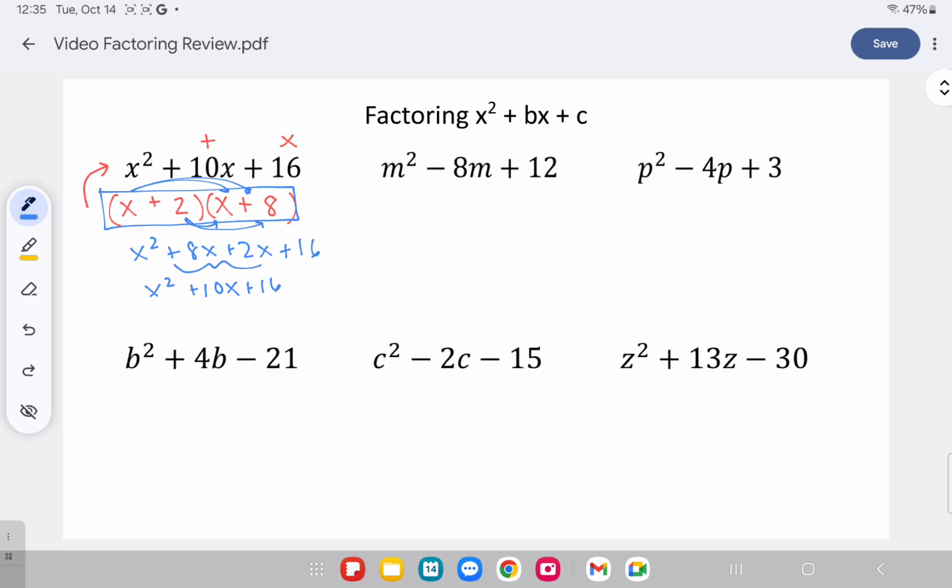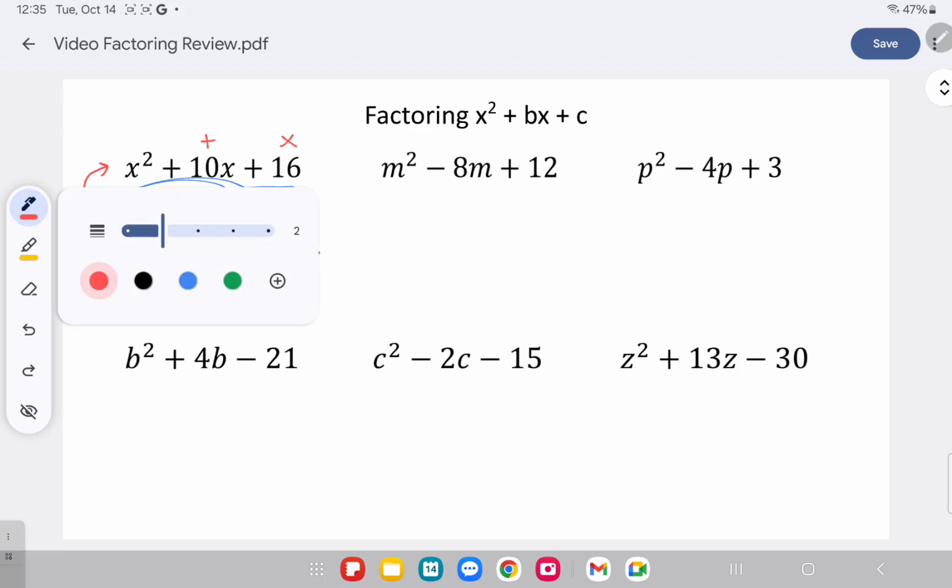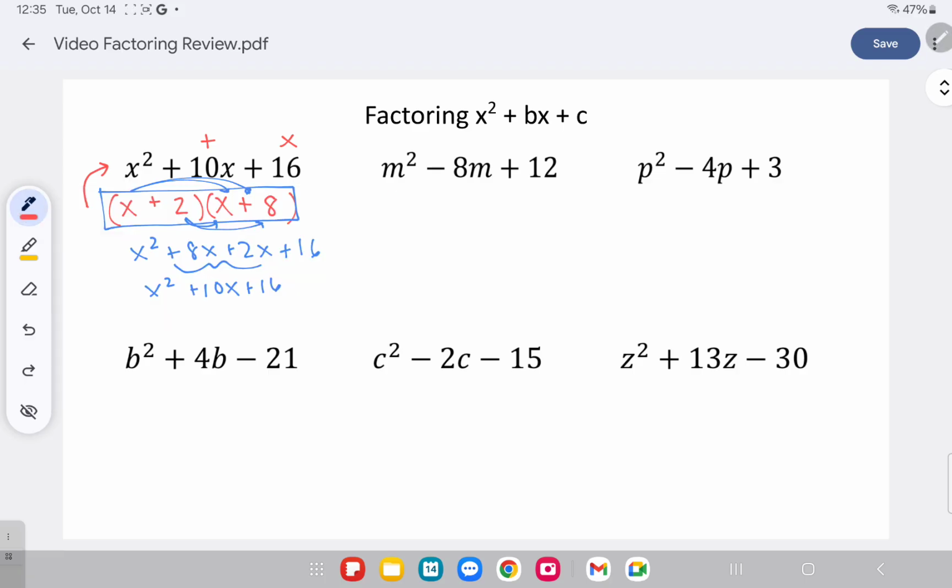We'll move through the next several a lot faster. The next example is very, very similar. It's a trinomial, so we're going to start by trying to factor it into two binomials. M times m is m squared, and we're looking for two numbers that multiply to positive 12 and add to negative 8. We know those two numbers need to both be negative if they're multiplying to get a positive number and adding to get a negative number.